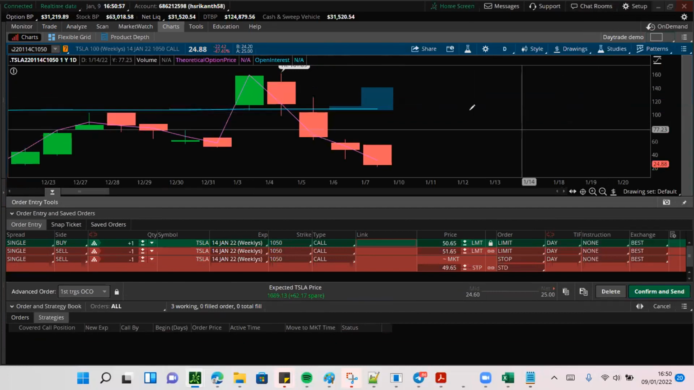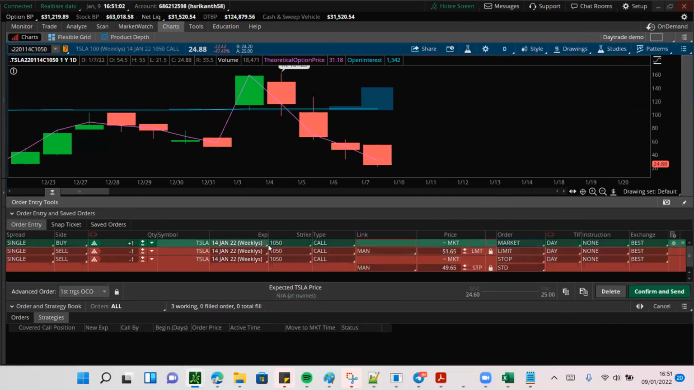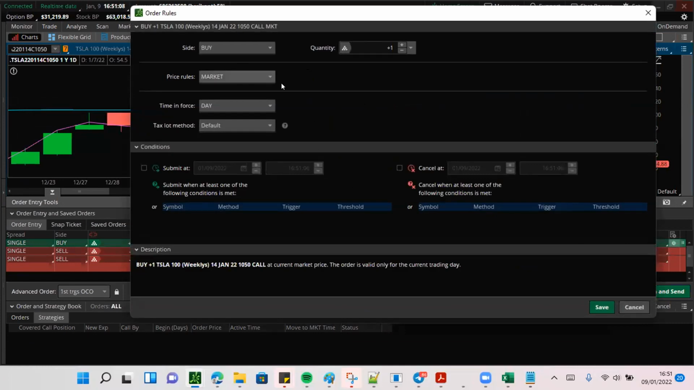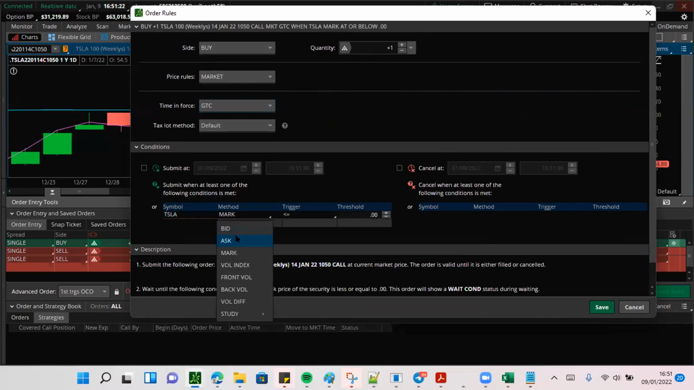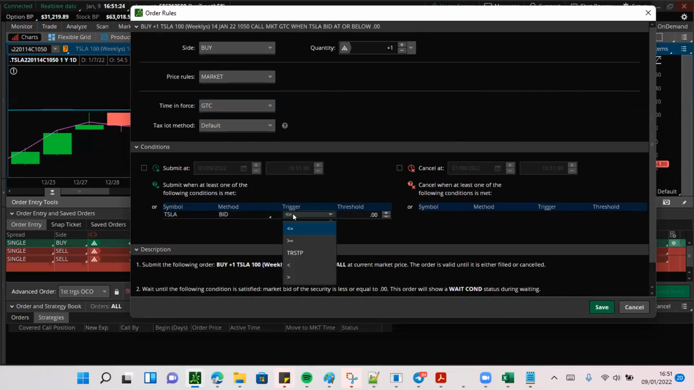Let's say you want to buy the 1050 calls on a market order, and I am trying to condition this order. I'm trying to buy just one contract, and I'll keep a GTC order. I want to put a condition that as long as Tesla's bid is greater than or above 1040, I am going to buy the option contracts on the market order. I'm going to place it right here.